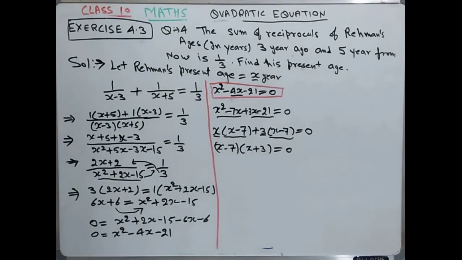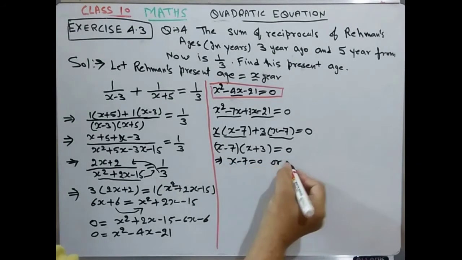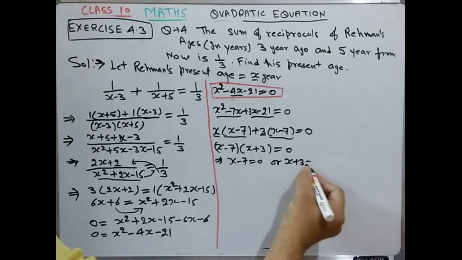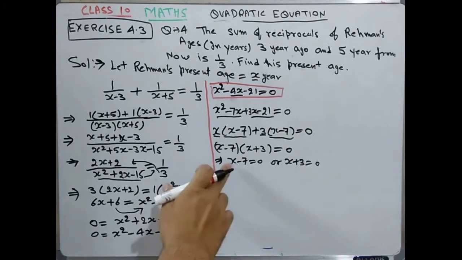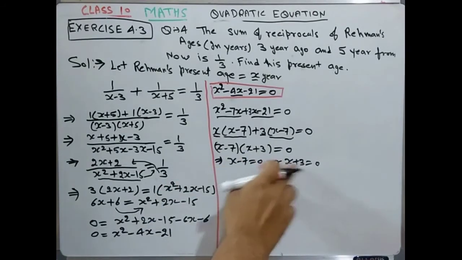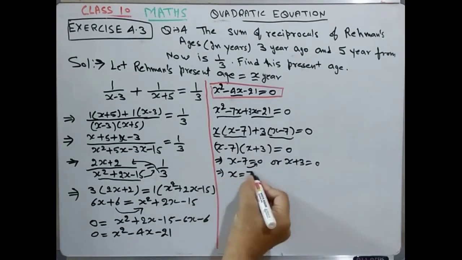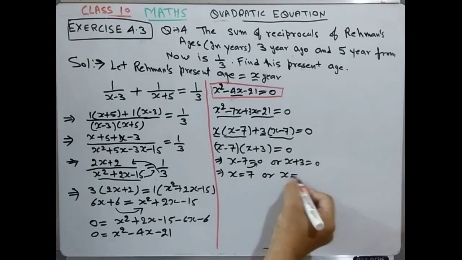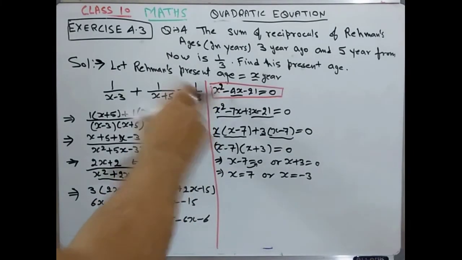Now, as we know, the multiplication of two terms is 0 when either both of them are 0 or one of them is 0. So which implies x minus 7 is equal to 0 or x plus 3 is equal to 0. So from here I will take this number to the other side. So x is equal to 7 or x is equal to minus 3, because this plus 3 will become minus 3 when I move it to the other side. So these are the two values of x which will satisfy this quadratic equation.